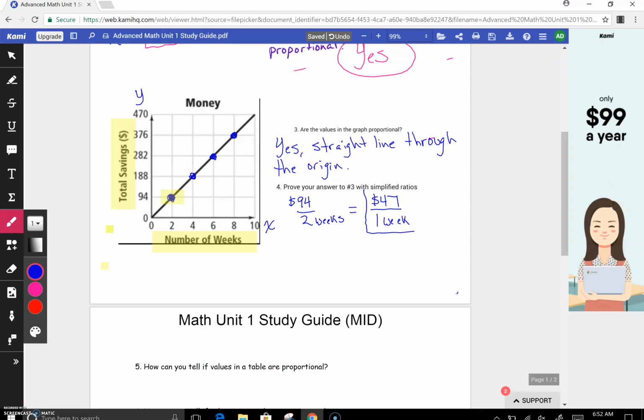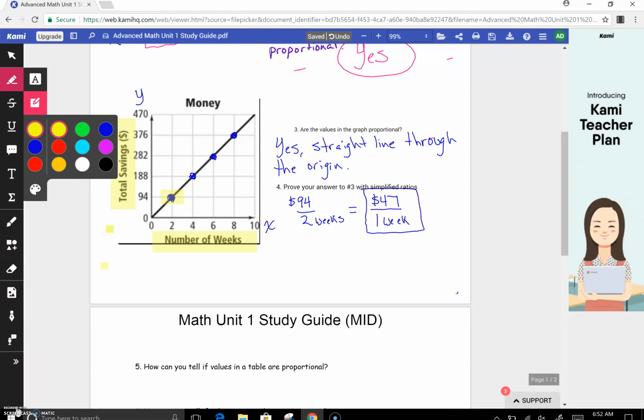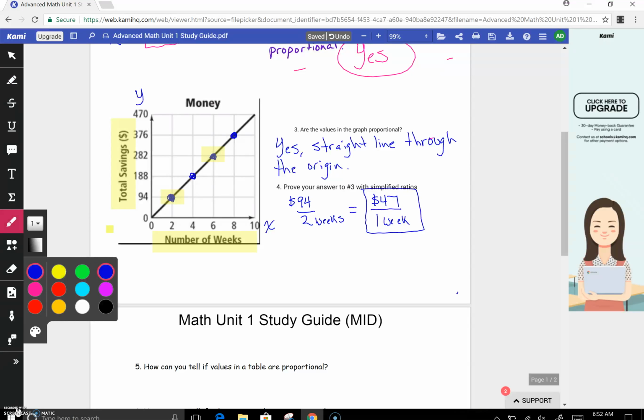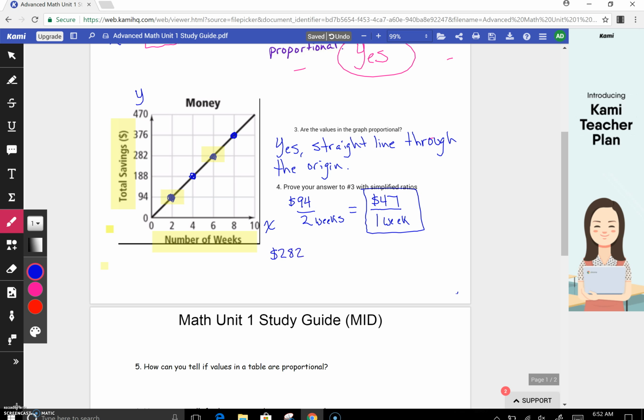That should happen at any point that you pick on this graph if it is truly proportional. So let's try it for one more. Let's pick up here. Let's pick this one. That's $282 in 6 weeks. So again, if we're going to find a unit rate, we're going to divide by 6 on this one. And it should come out to $47 a week. 6 divided by 6 is 1.